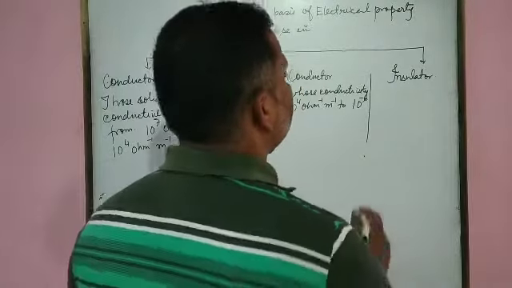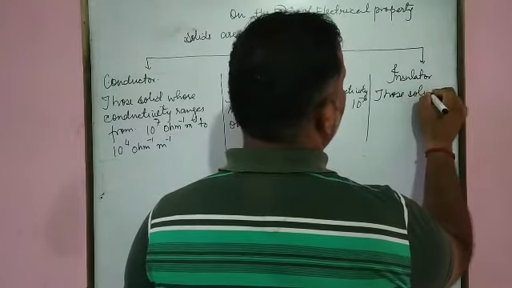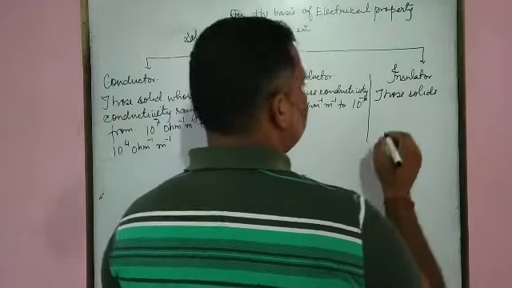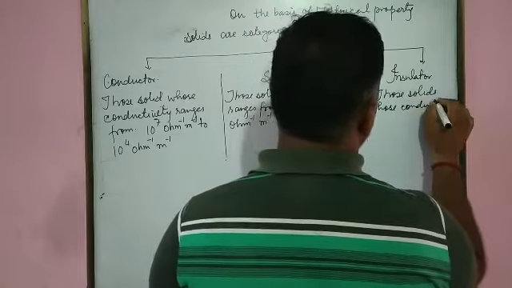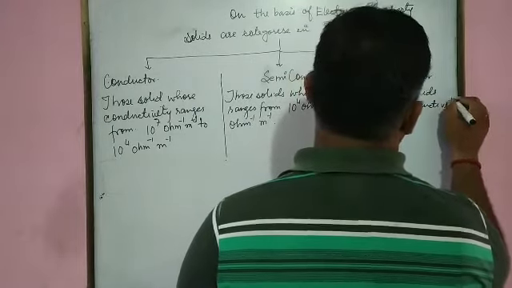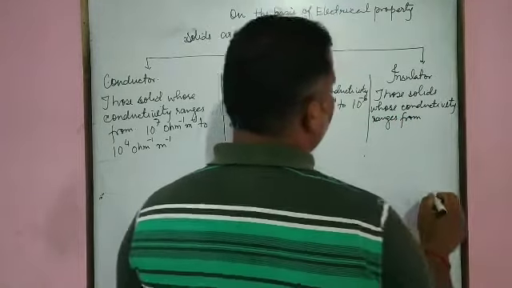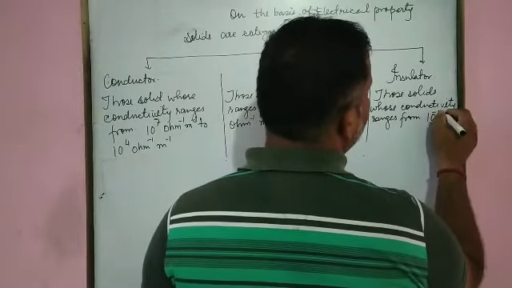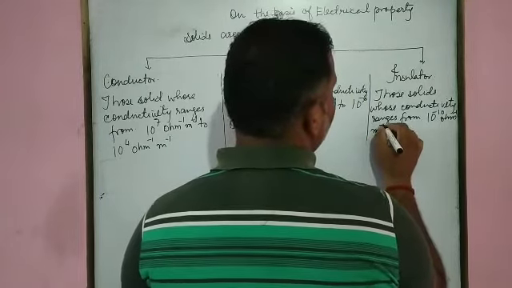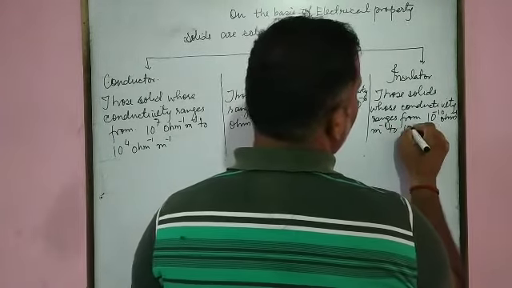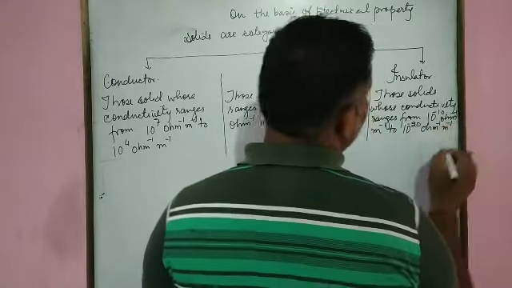Next, we will discuss the insulator. It means those solids whose conductivity ranges from 10 to the power minus 10 ohm inverse meter inverse to 10 to the power minus 20 ohm inverse meter inverse.